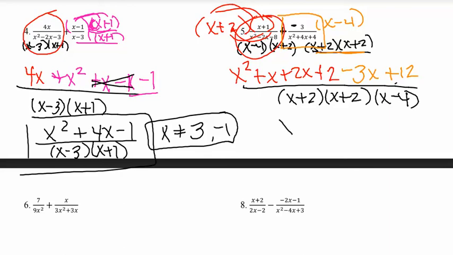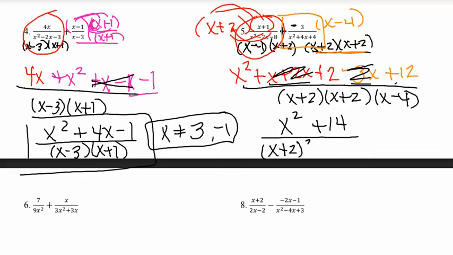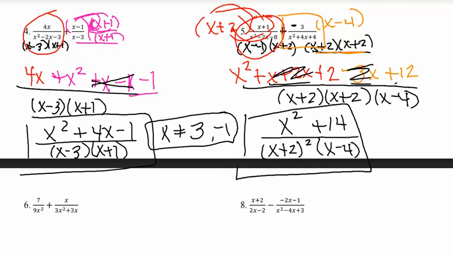So if I combine my terms, I have x squared, and then 3x minus 3x, so those cancel out, and 2 plus 12 is 14, all over x plus 2 squared, x minus 4. I know I could write it like this because x squared plus 14, I'm not allowed to factor, because the only time I can factor when I have two terms is when I have a subtraction sign and they're perfect squares.